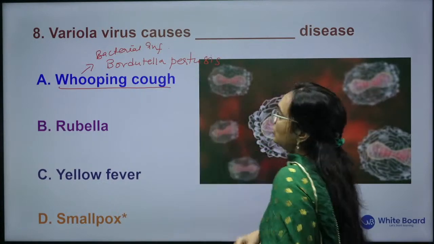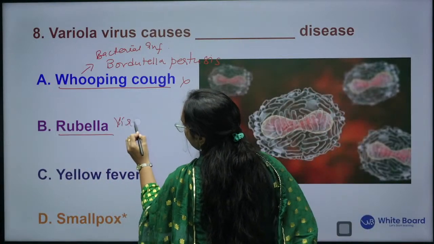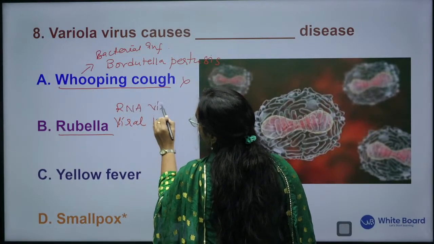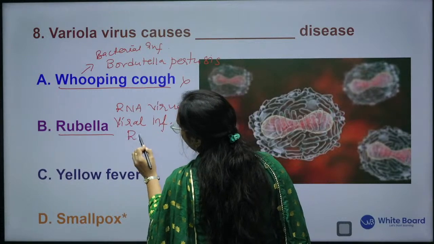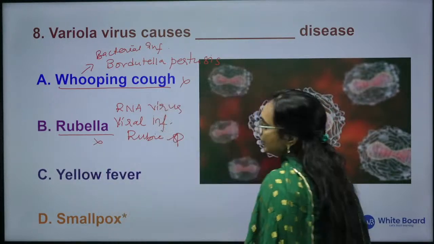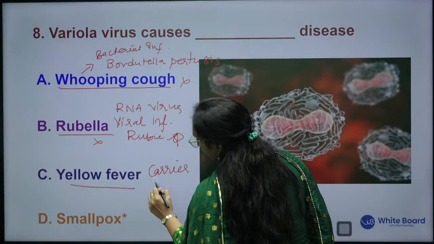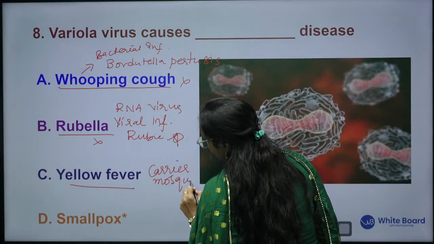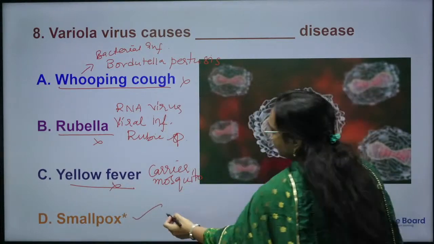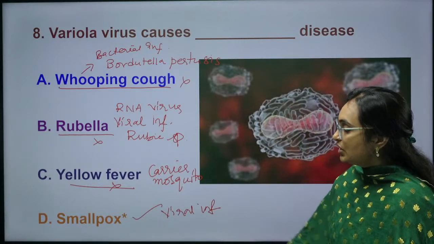So this is not correct. Rubella is a viral infection. It is an RNA virus. So it is also not correct. Yellow fever carrier is mosquito here. This is also not correct. Smallpox is a viral infection caused by variola virus. So the answer is D.